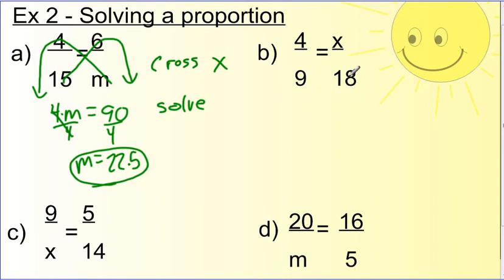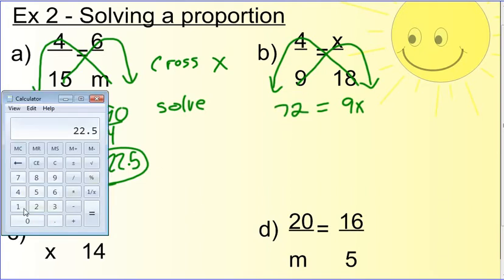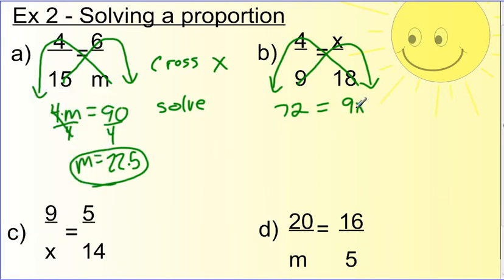So here in letter B, I'm going to take 18 times 4, put my answer here, 9 times x, put my answer there. 9 times x is 9x. 18 times 4, 40 and 32 is 72. Double check though. 18 times 4 equals 72. Alright, that's the cross multiply.